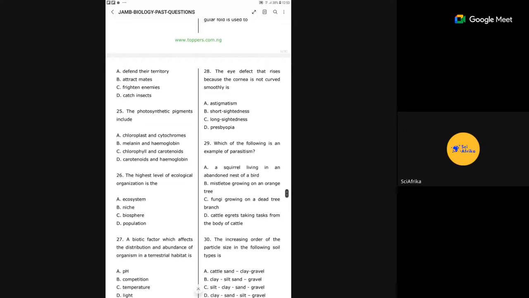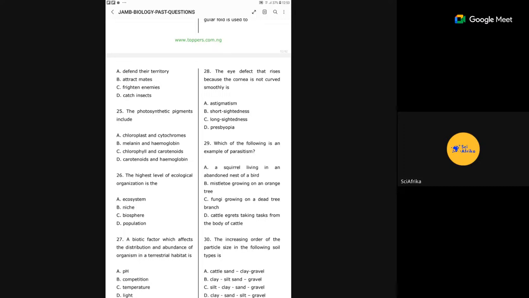The photosynthetic pigments include what? What are photosynthetic pigments? These are pigments that we use in photosynthesis, those that are involved in photosynthesis. We know it is not only chlorophyll. Most plants are green, but not all plants. Some plants have yellow colors, some have red colors, some have even blue colors.